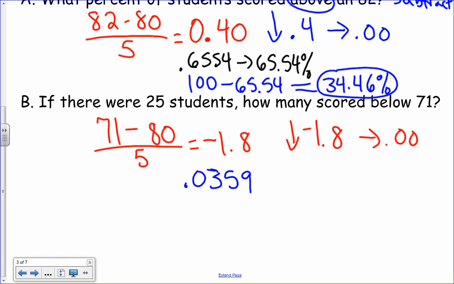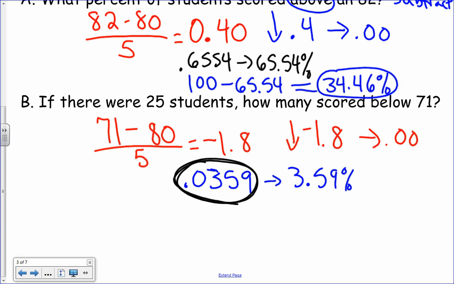What percentage is this? 3.59%, correct? But do they want the percentage on this one? No, they want the number of people, correct? 3% of how many people? 25. They said if 25 students took the test. So, look, wait a minute. We want to find the percentage of the 25. So here's the decimal for the percentage, right? Multiply the decimal times 25. 25 times 0.0359.